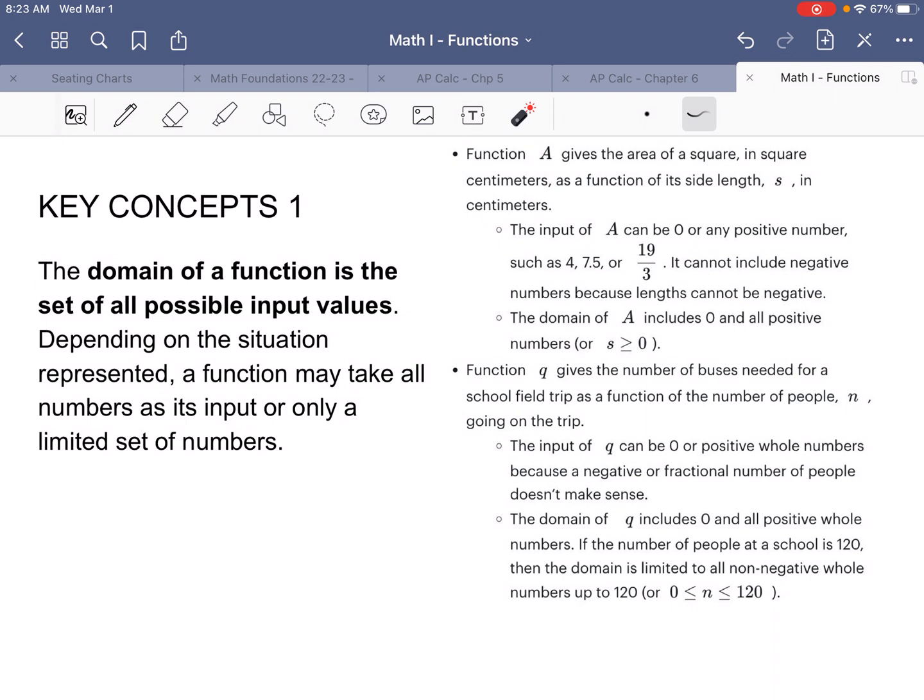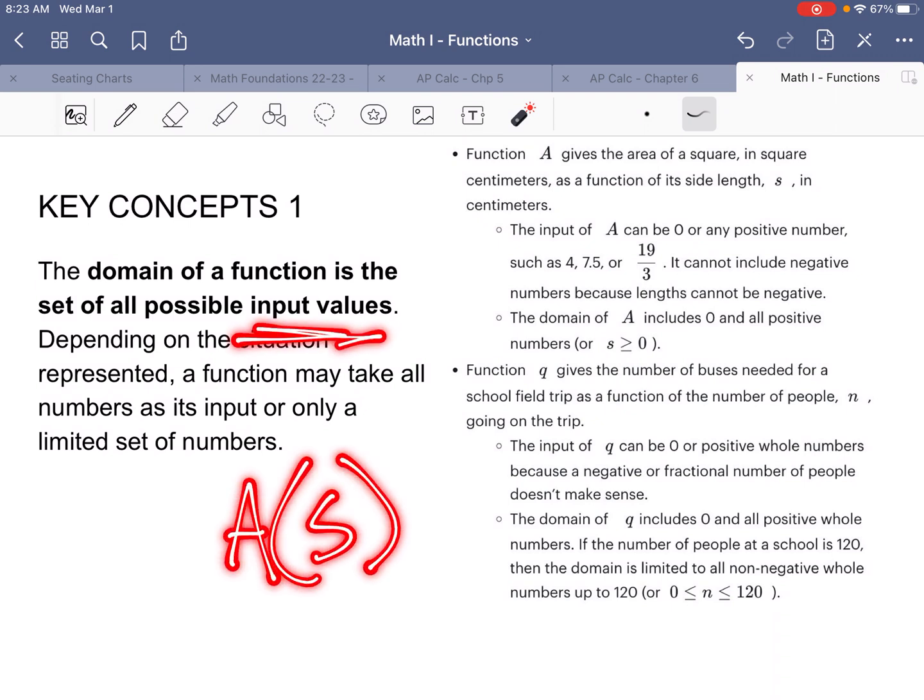Anyway, the point is the input of A could be 0, so you have no area, or it could be any positive number, like 4 or 7.5 or even a fraction, but it cannot be negative numbers because lengths cannot be negative. And so the domain of A includes 0 and all positive numbers, or we would say that the side length is greater than or equal to 0. Again, input values. So we're looking at area as a function of the side length. Our inputs, our side length, need to be greater than or equal to 0.